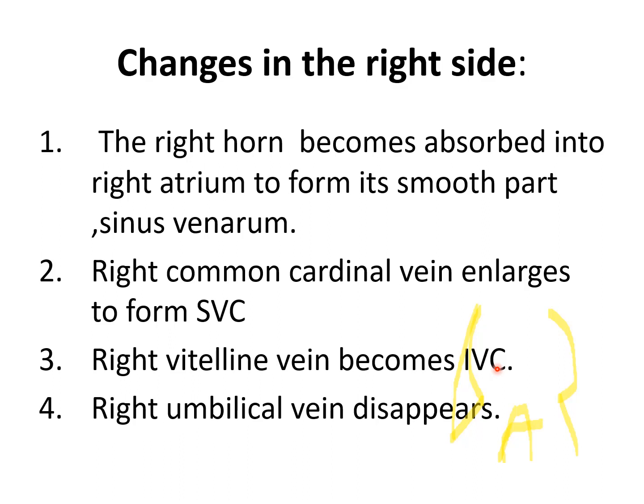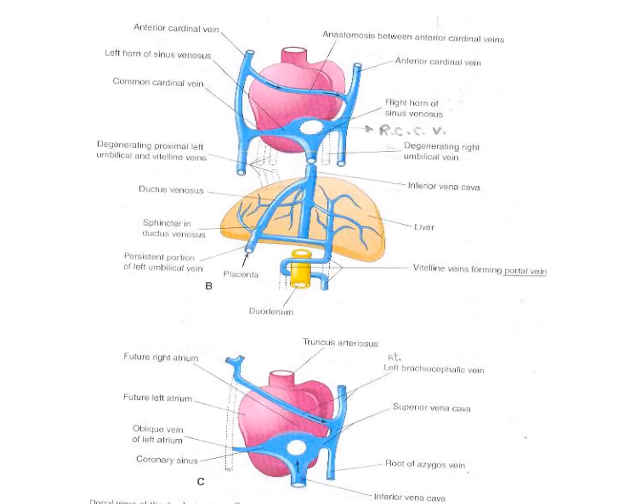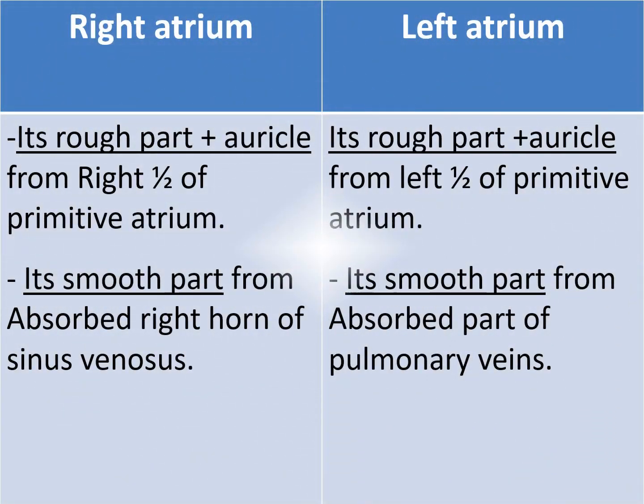In the umbilical cord, we have 2 arteries and 1 vein, which is the left. So the right doesn't get. So the changes in the right side are more important. The right horn becomes part of the wall. Actually, it makes a bigger part of the right atrium. The bigger part of the right atrium is formed by the sinus venosus, and we have the superior vena cava from the right common cardinal and the right vitelline vein becoming the inferior vena cava. Okay, so changes on the right side are more important than changes on the left.